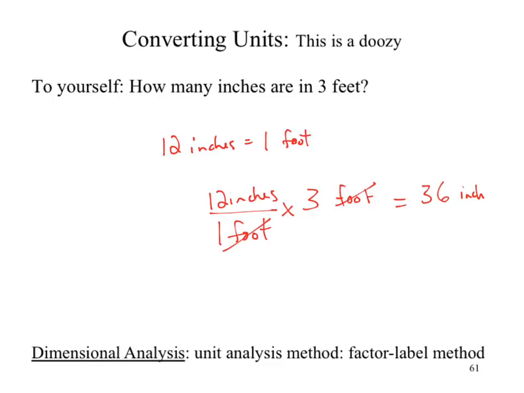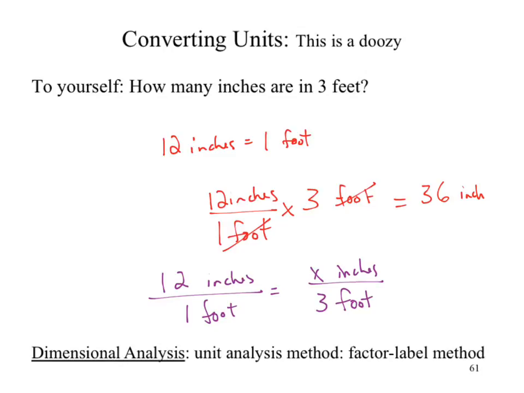There was another suggestion that I heard a couple people shouting out. What was that suggestion? 12 inches over 1 foot equals X inches over 3 feet. No, switch it. Feet goes on top. No, that's right. Solve for X. Cross multiply, and what do you end up with? The exact same thing up there.